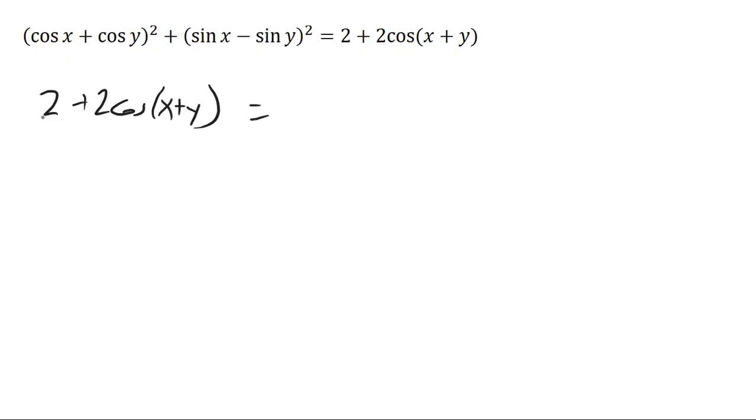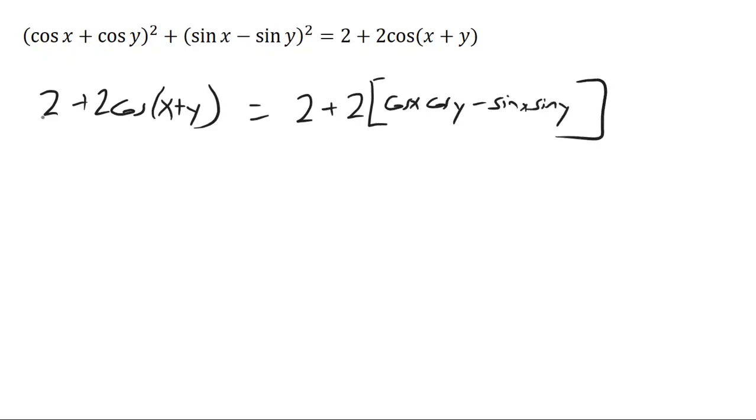So let's use the cosine of x plus y identity, or cosine of alpha plus beta, whatever your formula sheet probably says, or your textbook. So it's 2 plus 2, let's open up a bracket, cosine of x plus y. That is cosine x cosine y minus sine x sine y. So this is 2 plus 2 cosine x cosine y minus 2 sine x sine y.